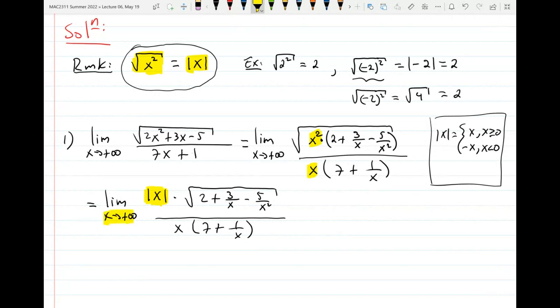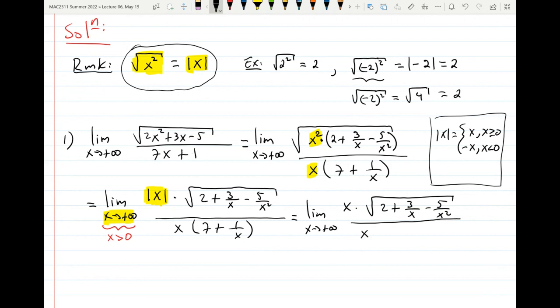Anyways, the point is that here x approaches positive infinity. In particular, this is telling you that x is positive, right? So absolute value of x is really just x. So we can just rewrite this problem now without the absolute value, because x is positive anyways. And now we are in business, okay? Because now we can simplify this and we can take our limit.